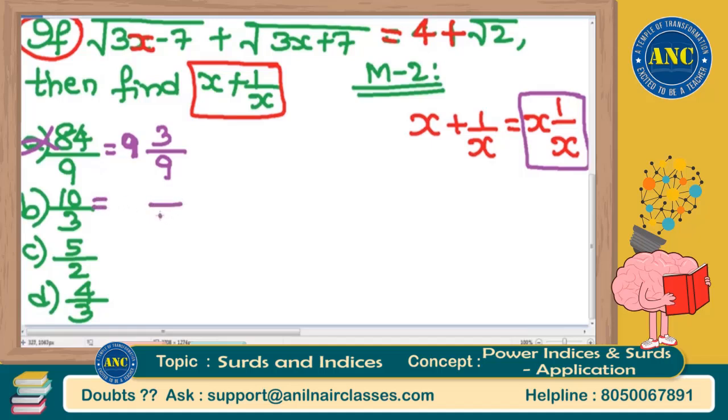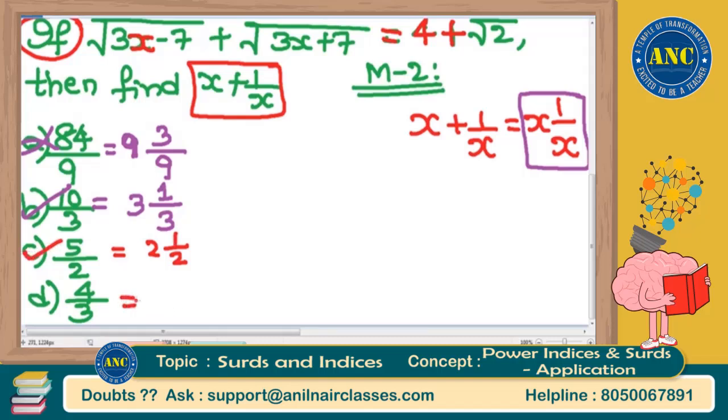Second option is 10 by 3. It is 3 1 by 3. This is of the form x1 by x. It may be the answer. So beautiful way, sir. Don't use all those methodologies which you used in method 1. Third option is 5 by 2. 5 by 2 is 2 1 by 2. Again it may be the answer because it is again x1 by x.